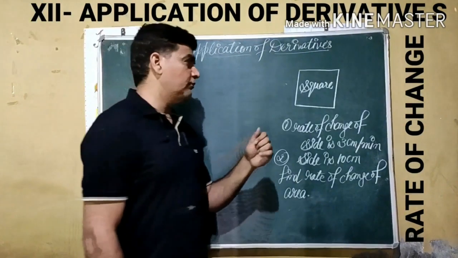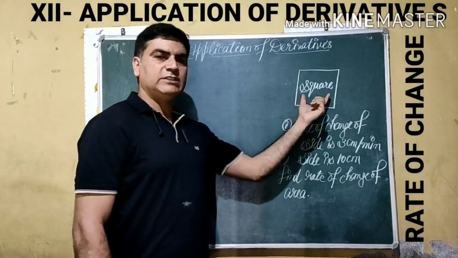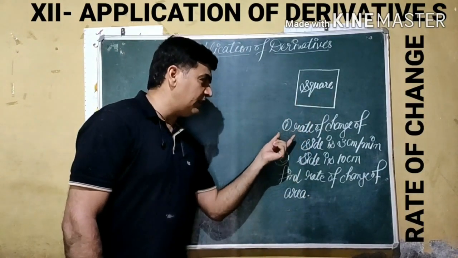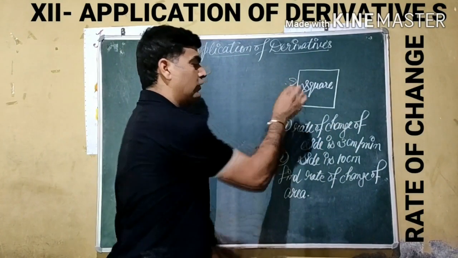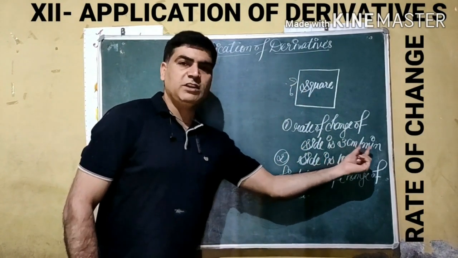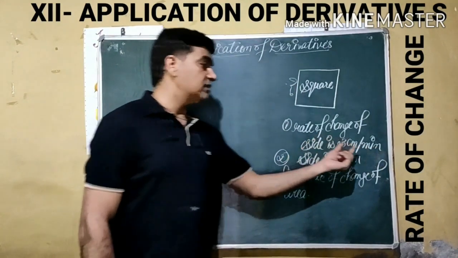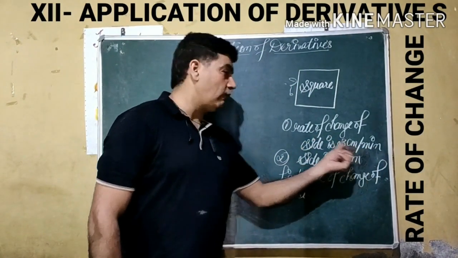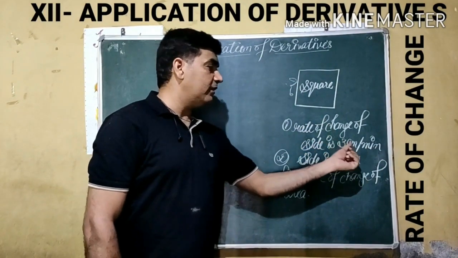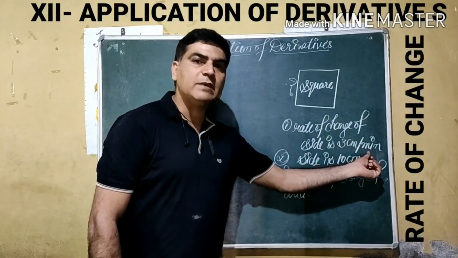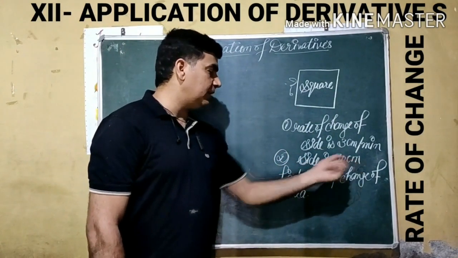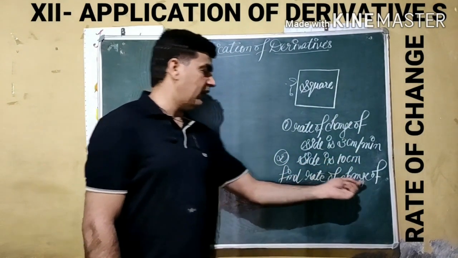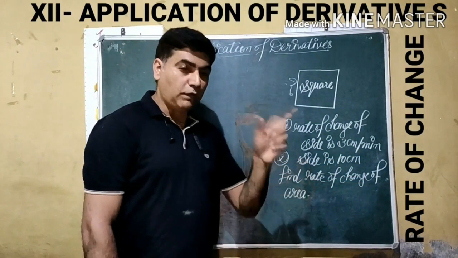Students, in this question we are going to discuss a shape, a square, in which the first data given is the rate of change of side. This is 3 centimeter per minute. This unit indicates that the change of side of a square with respect to time is given here. The second data we have is that the side is 10 centimeter, and we have to find the rate of change of area. So what is given here?